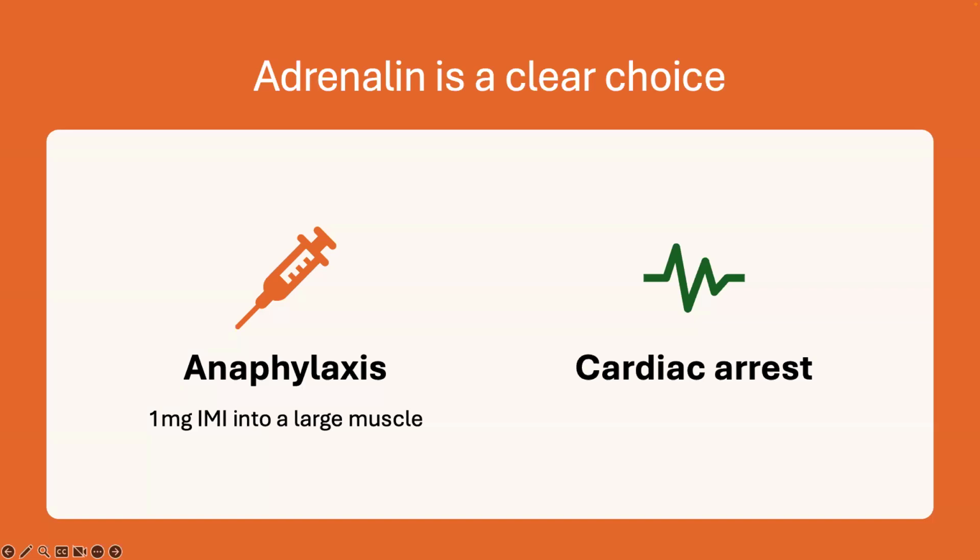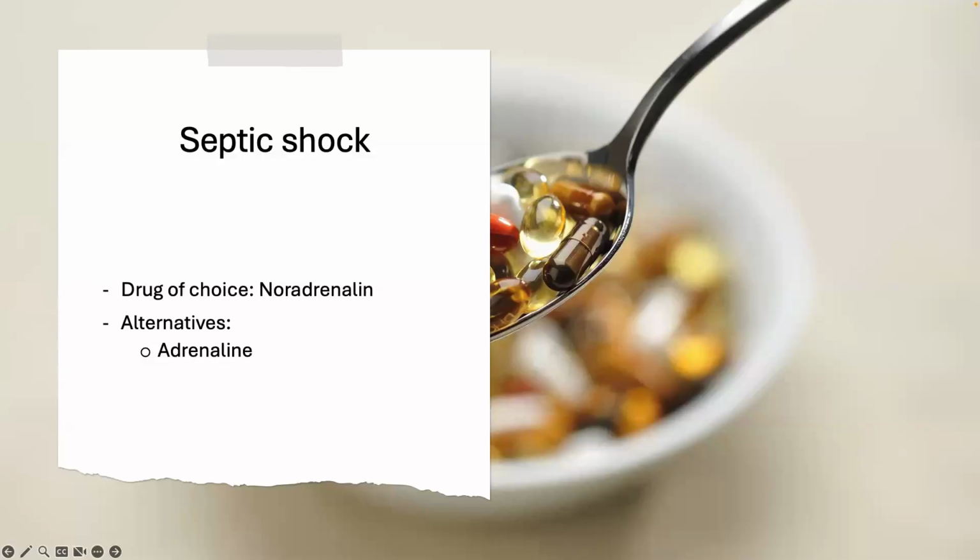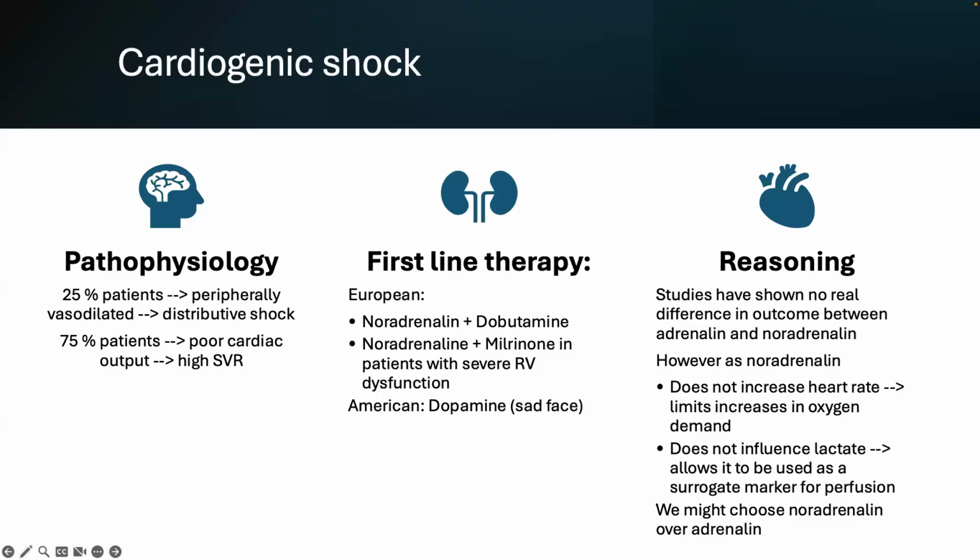There have been some attempts to use vasopressin in cardiac arrest. The trials on that also have not been where we would want them to be. So we're still clear that adrenaline is our drug of choice in that scenario. We've talked about that. I don't know why that is there again. Sorry. Cardiogenic shock.